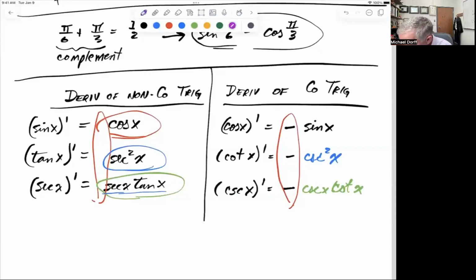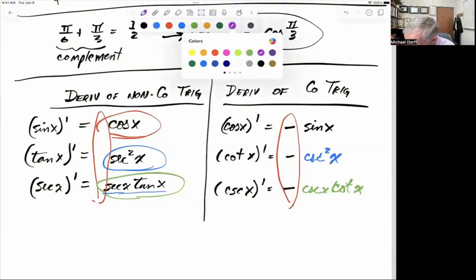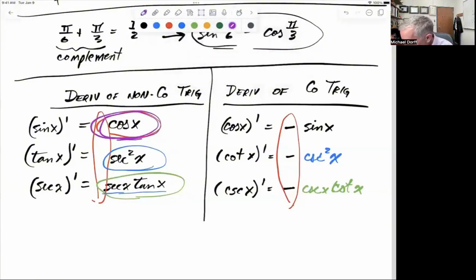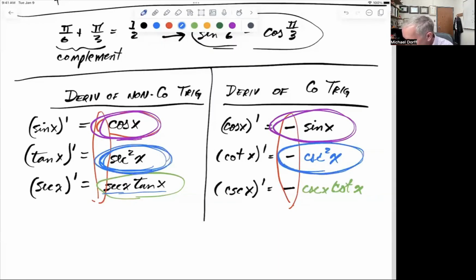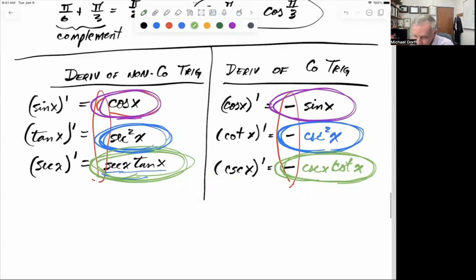So again, re-harping on this: if I've got cosine here, then I'm going to have minus co-cosine here, which will be minus sine. If on the left I've got the derivative secant squared, then on the right side I'm going to have negative cosecant squared. And on the left, if I've got secant tangent, then on the right I'm going to have negative cosecant cotangent. Maybe I've overkilled that, but that's the idea there.